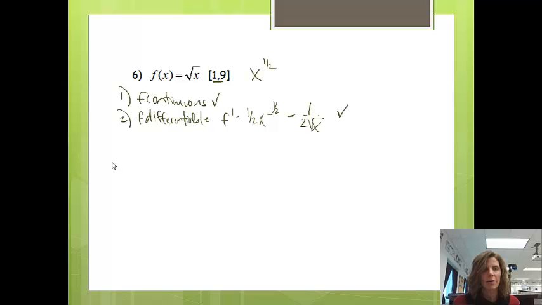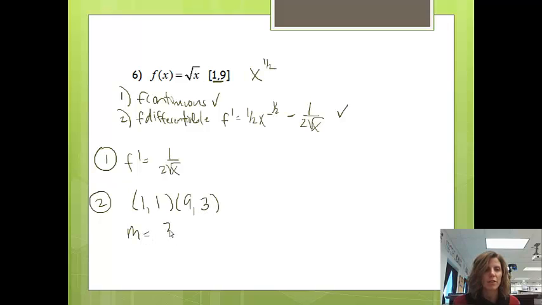So now I need to apply the mean value theorem. Step 1 is finding the derivative, which we already found was 1 over 2 square root x. And now the second thing is to find my slope. Again, we know our x values are 1 and 9. I'm going to go back into the original function. If I plug 1 into the original function, I'll get 1. If I plug 9 into the original function, I'll get 3. So if I calculate the slope, 3 minus 1 over 9 minus 1, I will get 2 over 8, which reduces to 1/4. The mean value theorem states that somewhere the derivative will equal the slope.